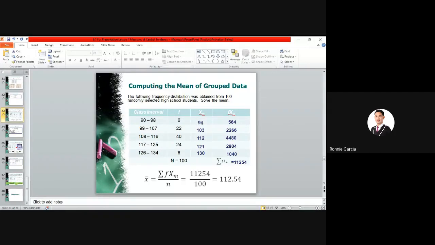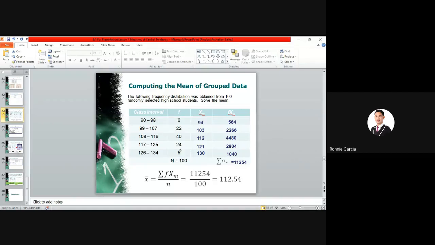The class mark can be obtained by getting the average of your class interval. Say for example 90 to 98, so you will have 90 plus 98 divided by 2. That's why you have 94 and so on. So F times X sub M, di ba? So i-multiply nimo ang matag frequency sa iyahang class mark. So we have 6 times 94, 564, 22 times 103, and so on and so forth. I-add to nimo tanan, that's 11,254 divided by the number of observations.